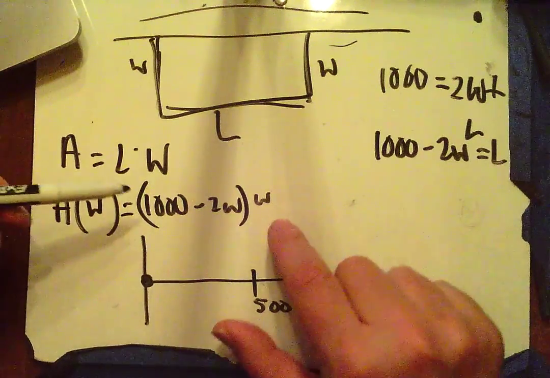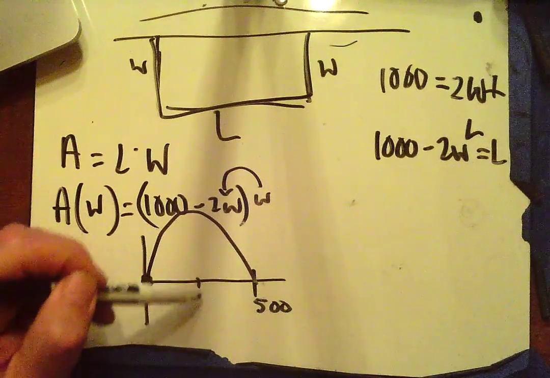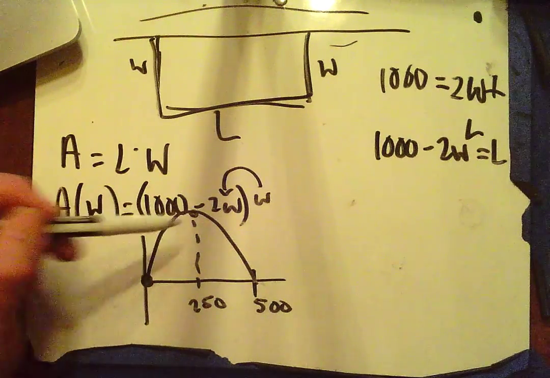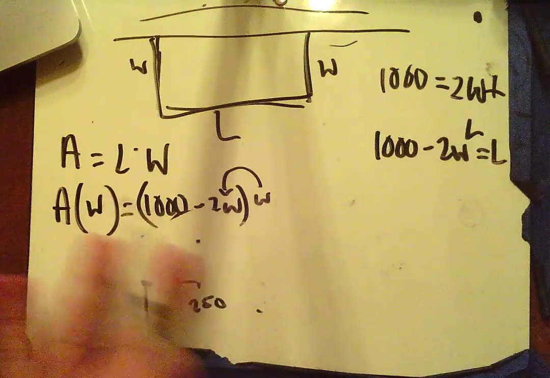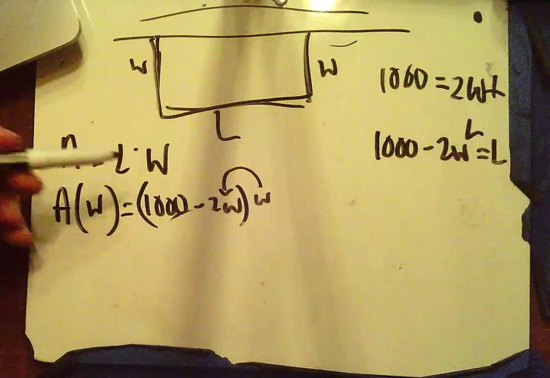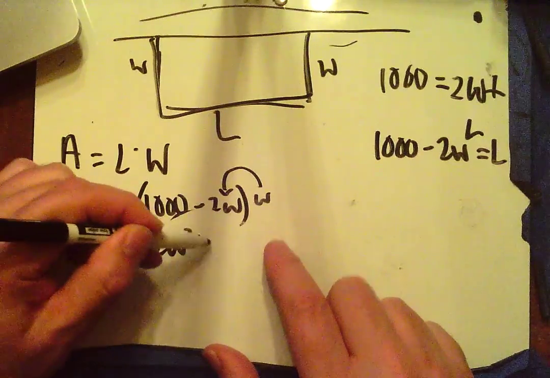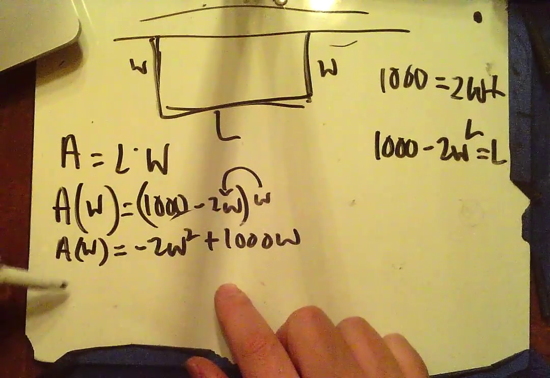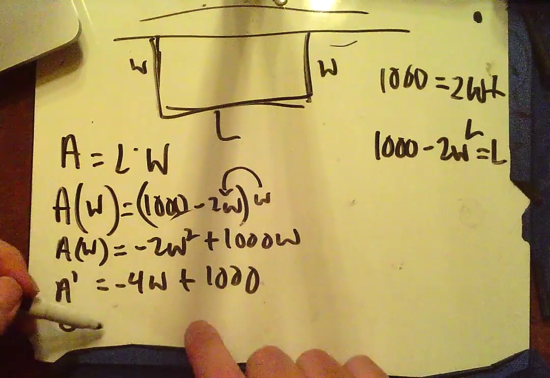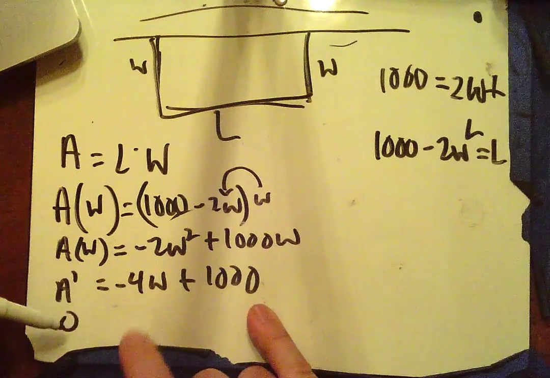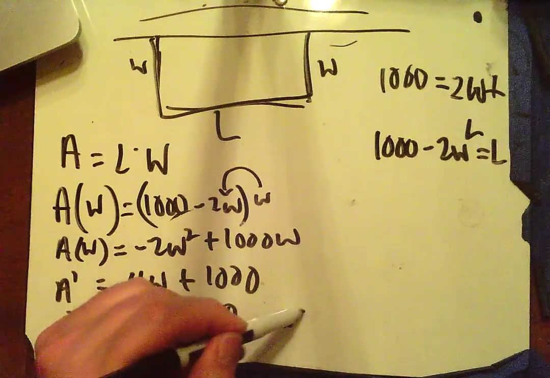And we know this is a down-pointing parabola because we get negative 2w squared. So we're looking at something like this, where the maximum must be here, halfway in between. We can do a lot of thinking about this, but let's show some calculus. That's what the AP readers are going to want to see. So A of w equals negative 2w squared plus 1,000w. A prime is going to be negative 4w plus 1,000. This is never undefined. If I set A prime equal to 0, I do get that w equals 250.